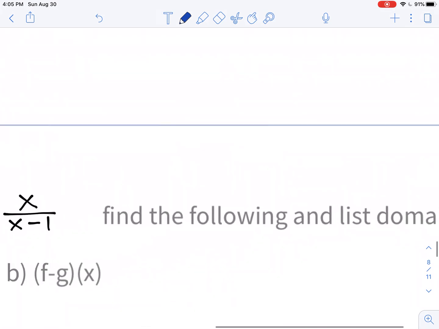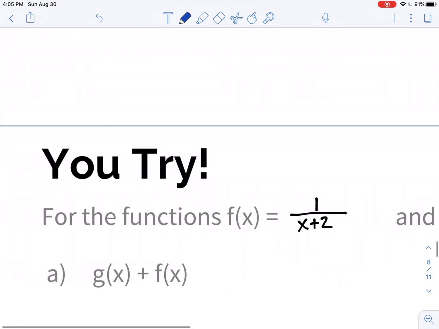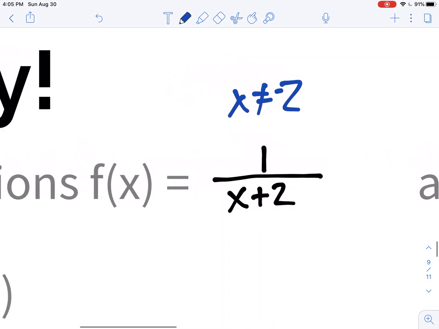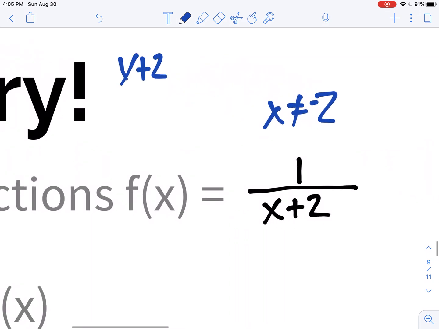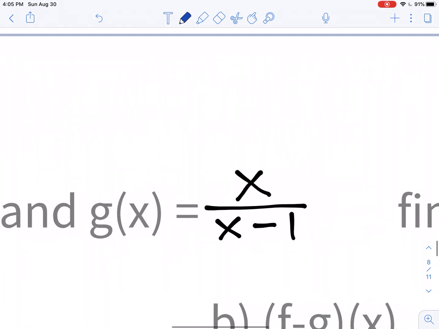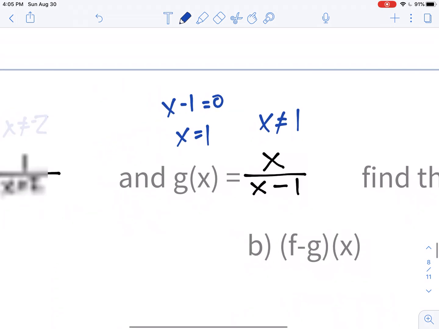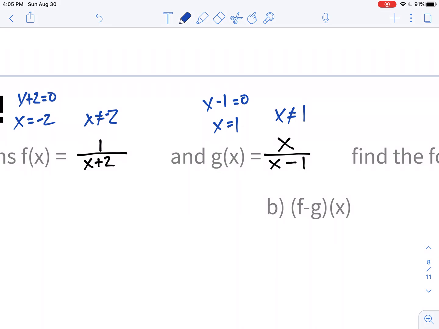I see here that it says list the domain. So I'm going to go through and identify the fact that this one has a denominator. Its domain is going to be x cannot be equal to -2, because when I set x plus 2 equal to 0, I get x is equal to -2. Just like over here, x can't be equal to 1. I set x minus 1 equal to 0, I get x is equal to 1. So I've got those two domain rules.